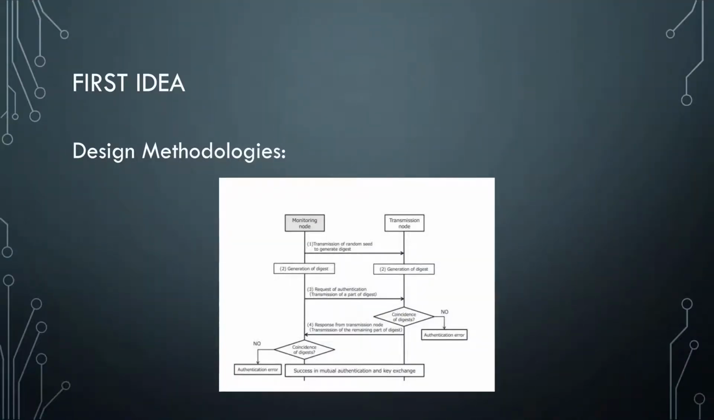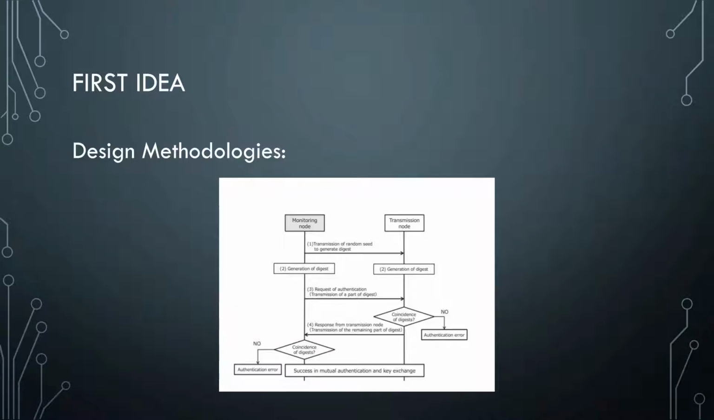The sequence diagram will represent and describe the authentication process between the monitoring node and the transmission node. In the beginning, a random seed is transmitted from the monitoring node to the transmission node. Then, both nodes will use the hash function to calculate and generate the digest. An authentication request will be sent from the monitoring node to the transmission node by transmitting part of the digest.